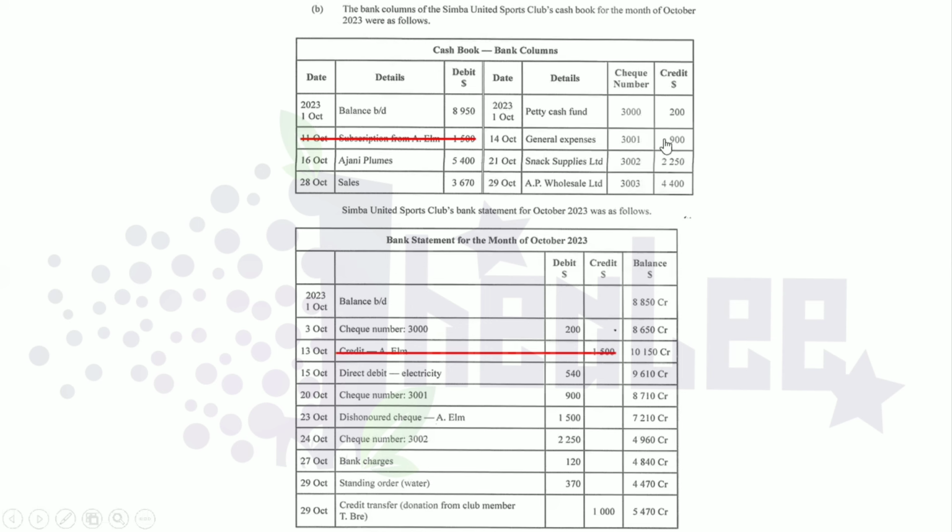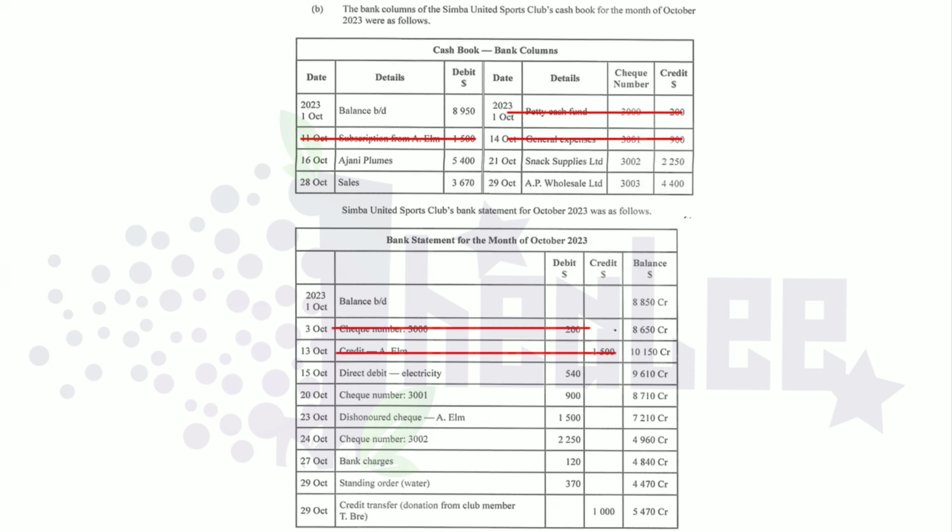So we're going to proceed with the credit of the cash book and the debit of the bank statement. So the cash book is saying petty cash fund, $200. Go to the bank statement. We're seeing that same check number of 3,000, same value of 200. So we're going to highlight those. They're the same.